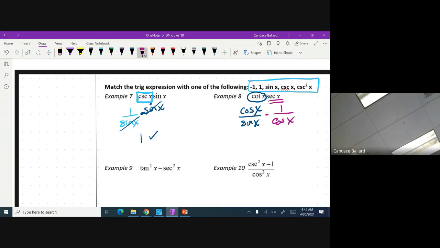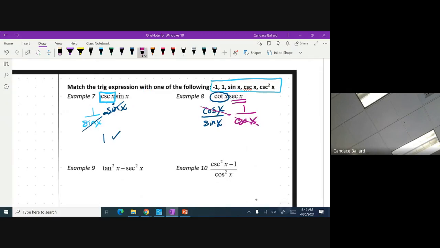Okay. Do we see some stuff that's going to cancel? Look at that. We love that part, right? There's a little bit of a catch on this one, though. I have a 1 left in the numerator and a sine left in the denominator. But that's not one of our 5 choices. Go back and look at these 5 choices. I can't do 1 over sine. I have sine, but not 1 over sine.